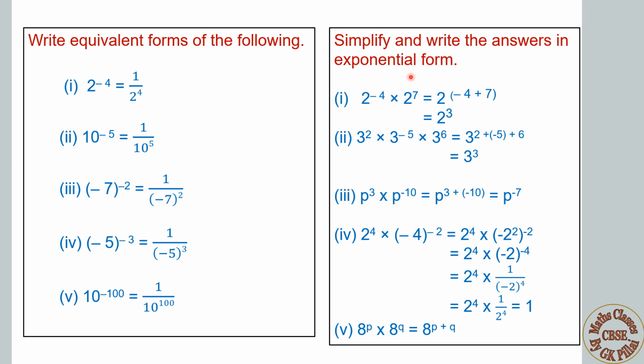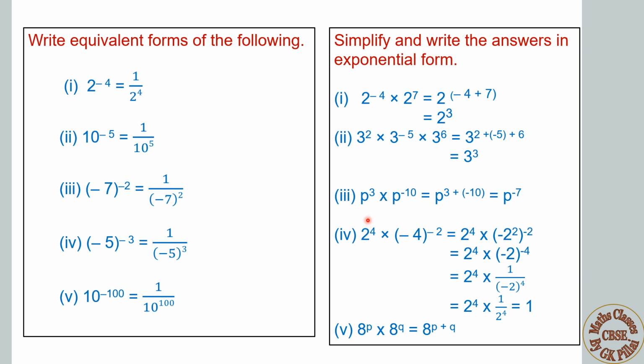Now the next one, simplify and write the answers in the exponential form. Whenever you are told to write in the exponential form, you don't have to go further. Sometimes they may tell you to write with a positive exponent. 2 to the power of minus 4 into 2 to the power of 7: multiplication sign, base the same, you have to add the powers. Your answer will be 2 to the power of 3. 3 to the power of 2 into 3 raised to the power of minus 5 into 3 raised to the power of 6. The bases are same. Add the powers. Your answer will be 3 raised to the power of 3.